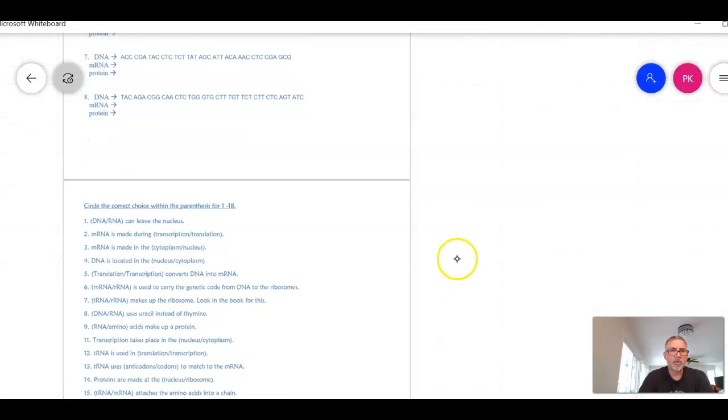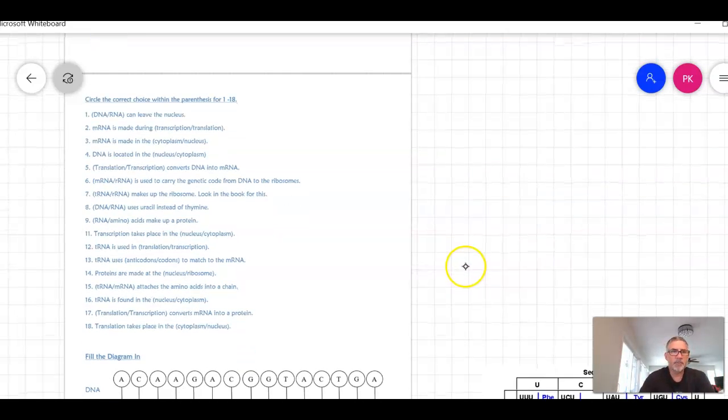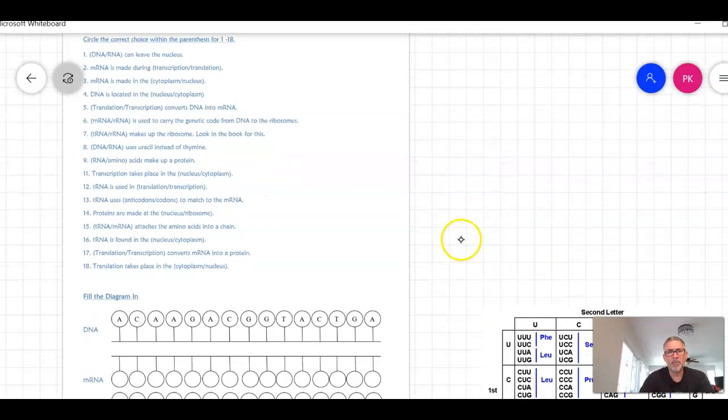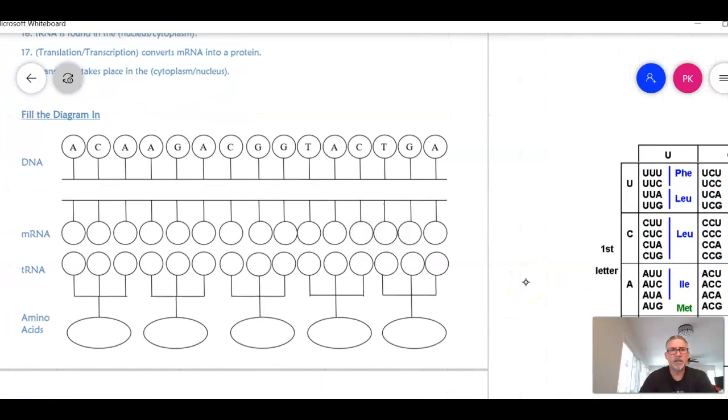All right, so the true and false, or circle the correct answer. We've gone through all of these, so review your notes. And a lot of this is kind of a review of what we did in the first page. All right, so fill this in here. We have DNA. Remember, DNA runs 3' to 5', right? Because that's my template strand. My mRNA runs 5' to 3'. My tRNA then is going to run 3' to 5' because they're all complementary of each other.